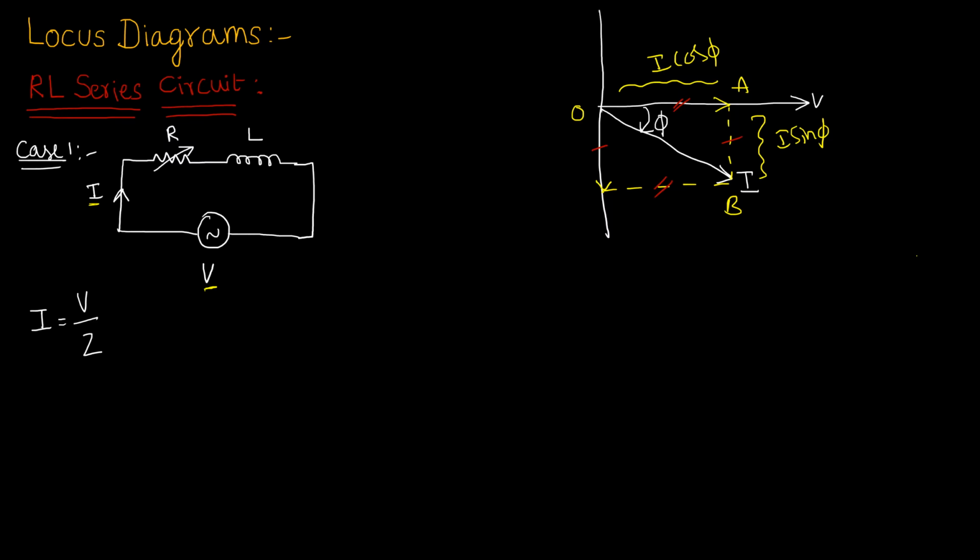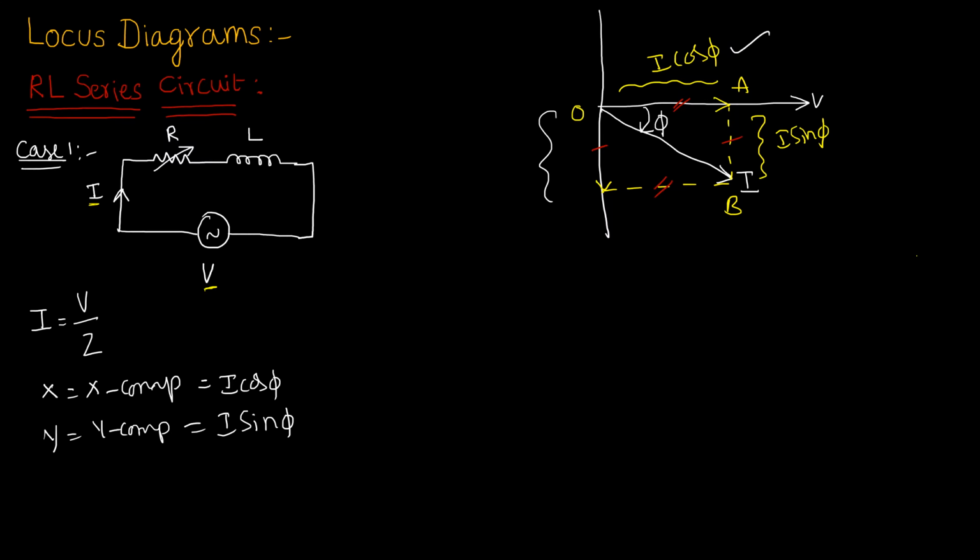Now we are going to write the x and y components. Tell me, what is the x component? Let it be capital X. The x component is I cos phi. What is the y component? That is capital Y, which is I sin phi. On what axis is it lying? On the negative y axis, so we need to put a minus there. So the y component is minus I sin phi.